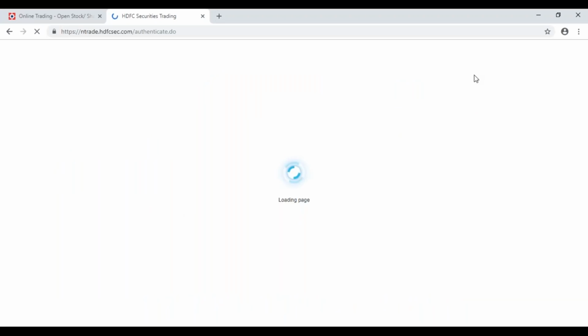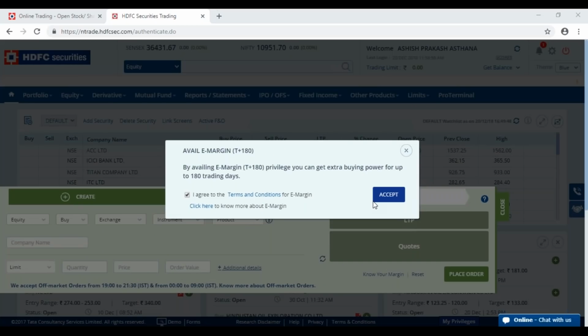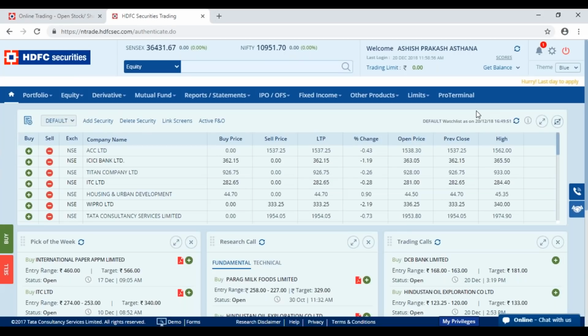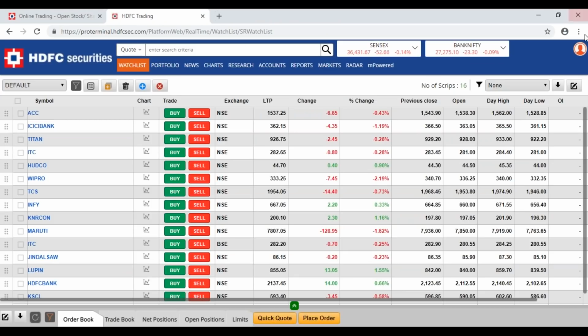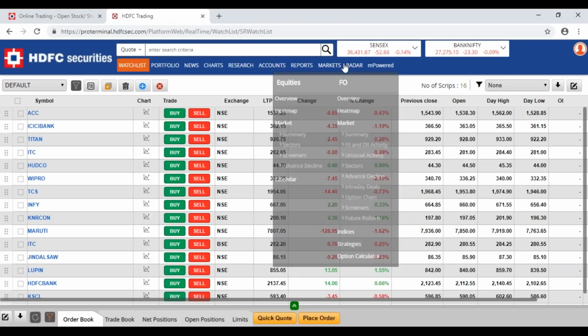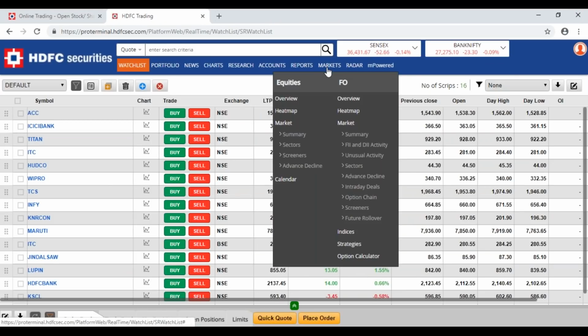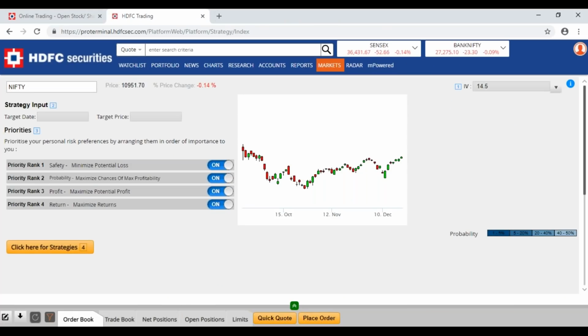This is our Empowered trading portal. For Pro Terminal, you simply click here, where you can find the option strategy calculator. This is a default watch list. So there are two options to get this strategy calculator. Either you can directly go here under Markets, the last option is Strategies, right?